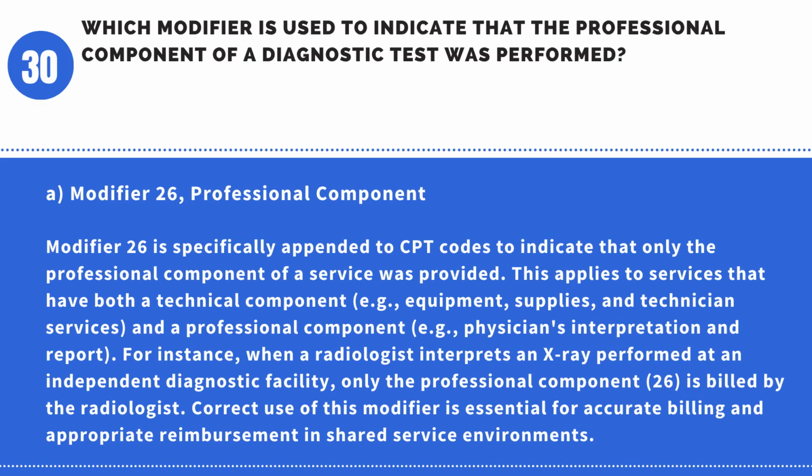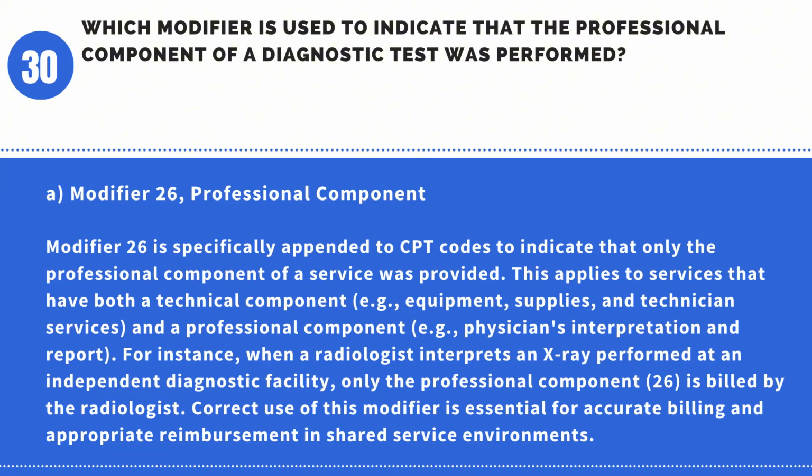Answer. A. Modifier 26, professional component. Explanation. Modifier 26 is specifically appended to CPT codes to indicate that only the professional component of a service was provided. This applies to services that have both a technical component, e.g., equipment, supplies, and technician services, and a professional component, e.g., physician's interpretation and report.